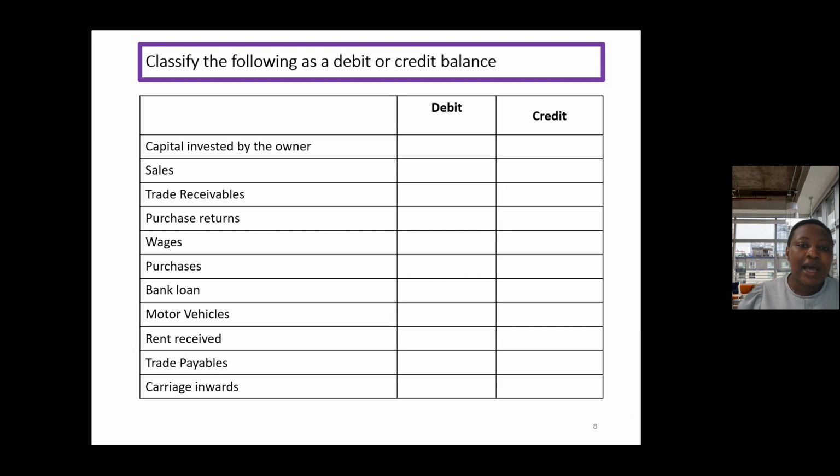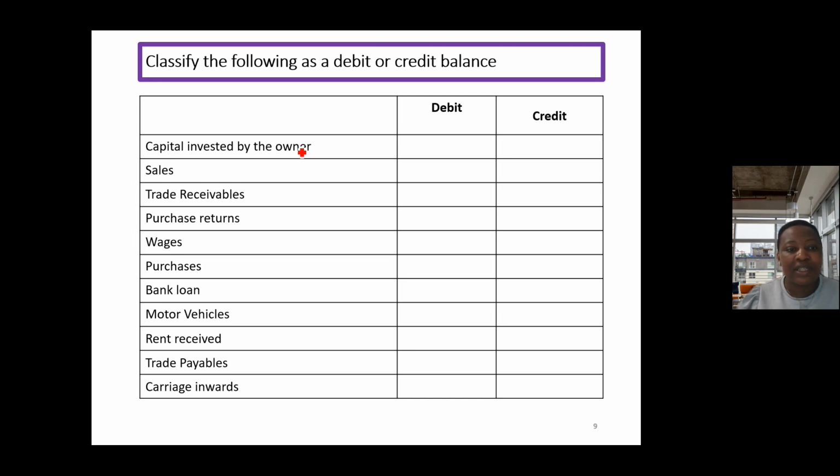Okay, so let's get started. How do we classify each of these transactions? That's what I want, if you can pause the video and make an attempt. So you want to classify the following transactions as either having a debit balance or a credit balance. So the first one says capital invested by the owner.